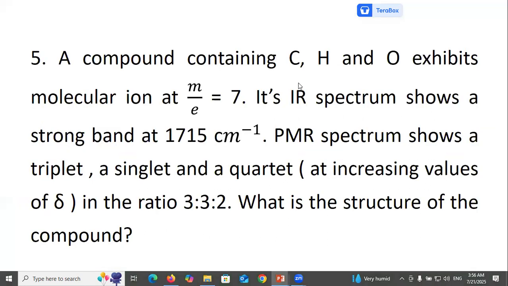A compound containing carbon, hydrogen, and oxygen exhibits a molecular ion at m/e equal to 72. Its IR spectrum shows a strong band at 1715 per cm. The PMR spectrum shows a triplet, singlet, and a quartet at increasing values of delta in the ratio 3:3:2. What is the structure of the compound?